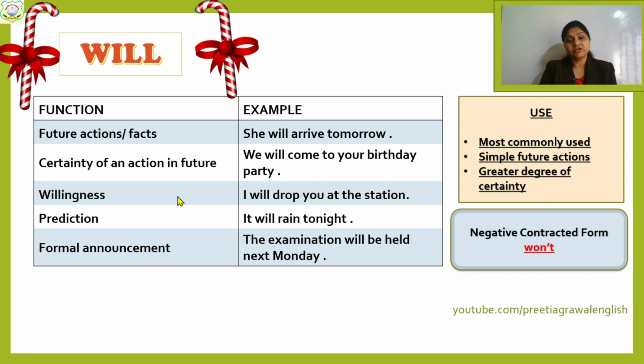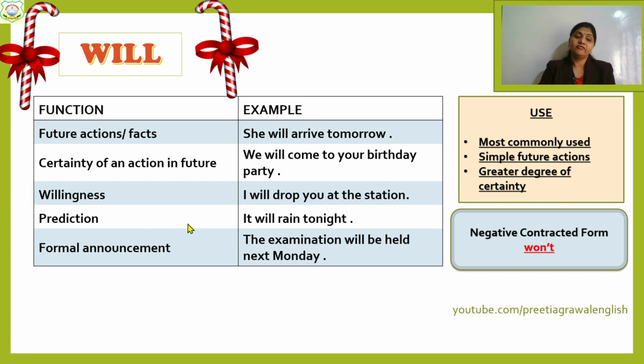For willingness also, we use will. I will drop you at the station. It means the person is willing. No one is forcing the person. The person is willing to drop somebody at the station. So, I will drop you. It shows the willingness.